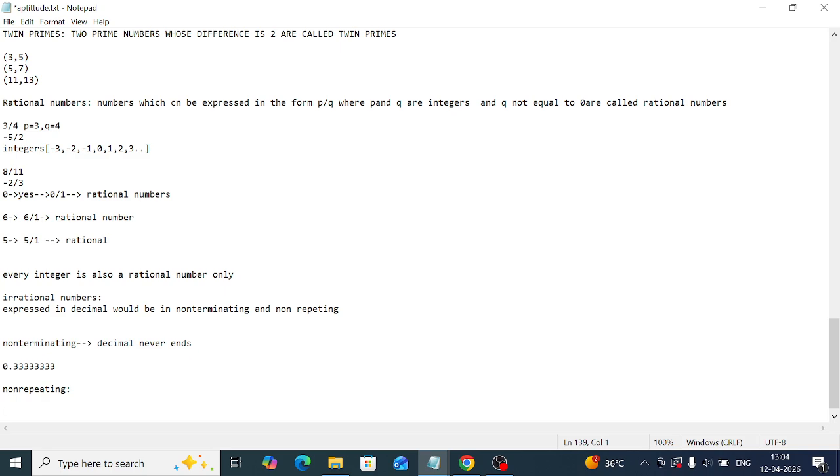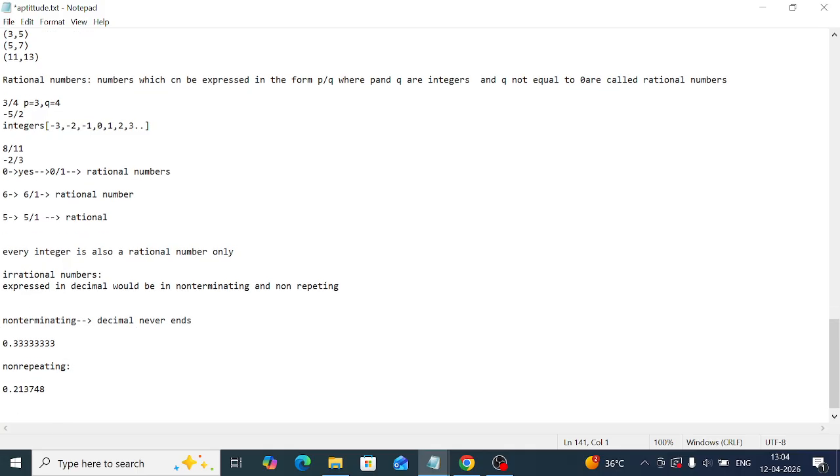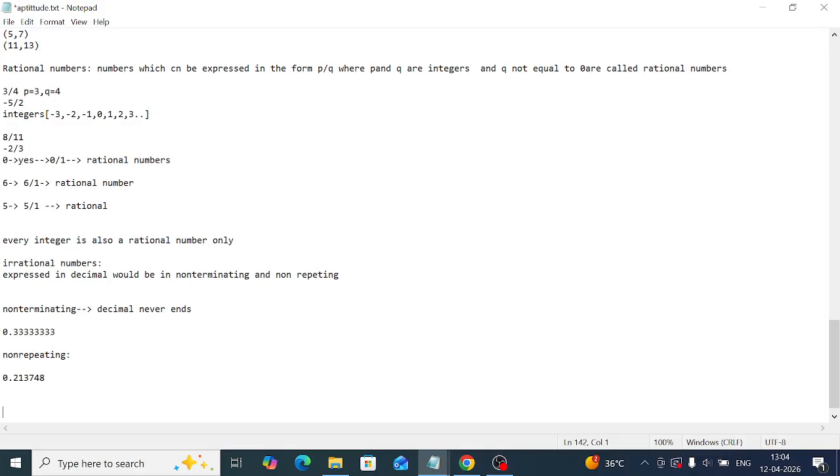Non-repeating means, for example, 0.213 and then 7 is there; if 7 comes again, that is repeating. Repeating is there in rational numbers. In irrational numbers, there are non-repeating values, different values, not the same values, random digits. So it never ends and never repeats. This is called an irrational number.